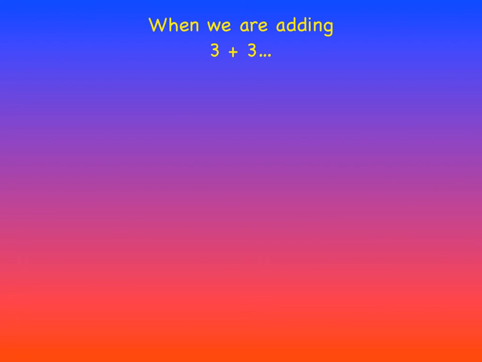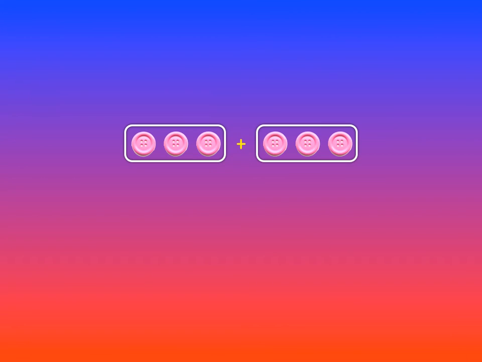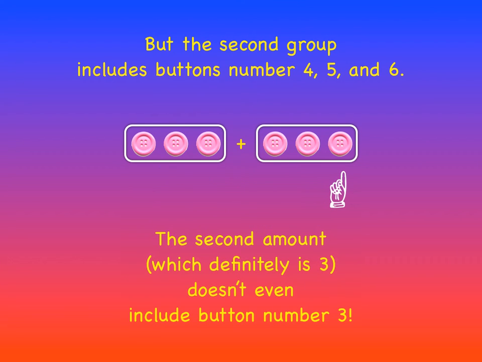When we're adding 3 plus 3, the first group of buttons includes buttons number 1, 2, and 3. That's everything up to and including 3. This is an amount. But the second group includes buttons number 4, 5, and 6. The second amount, which definitely is 3, doesn't even include button number 3.